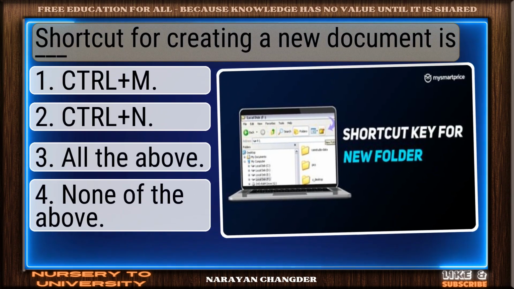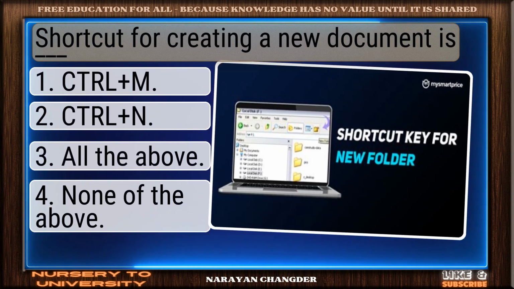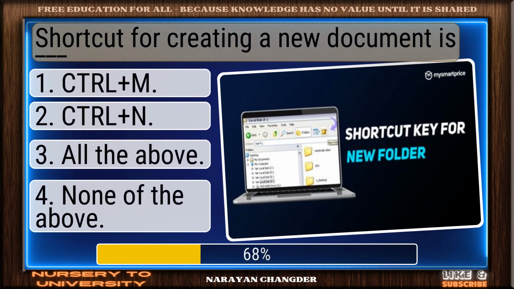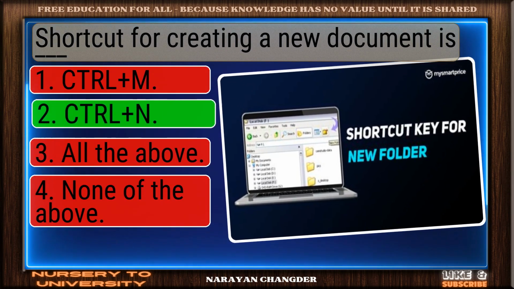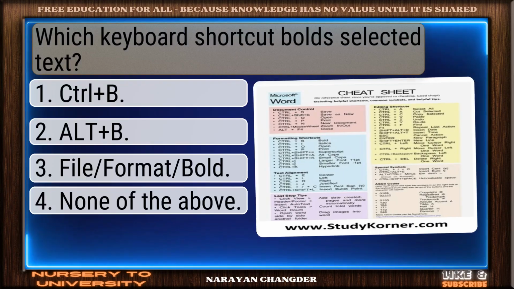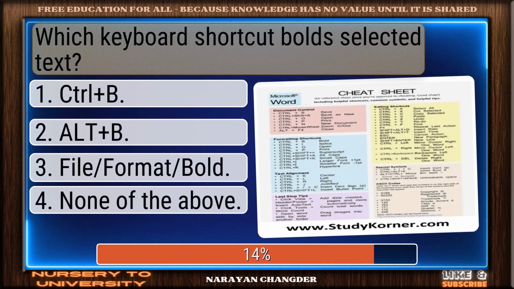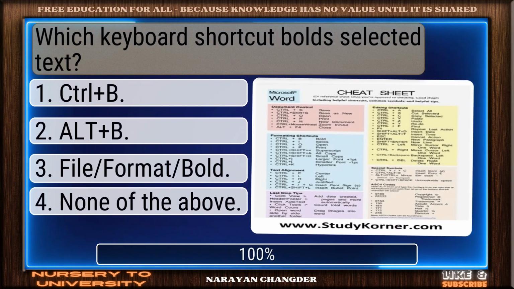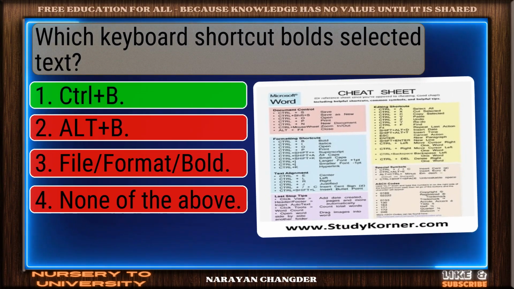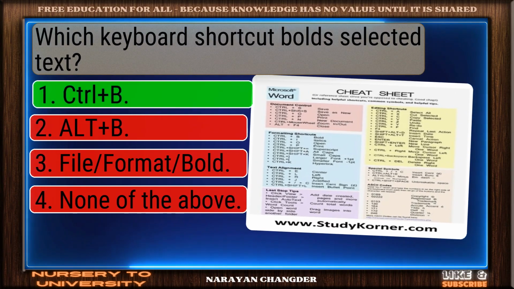Shortcut for creating a new document is Dash. Ctrl plus N is the answer. Which keyboard shortcut bolds selected text? Well reasoned. Ctrl plus B is the correct choice.